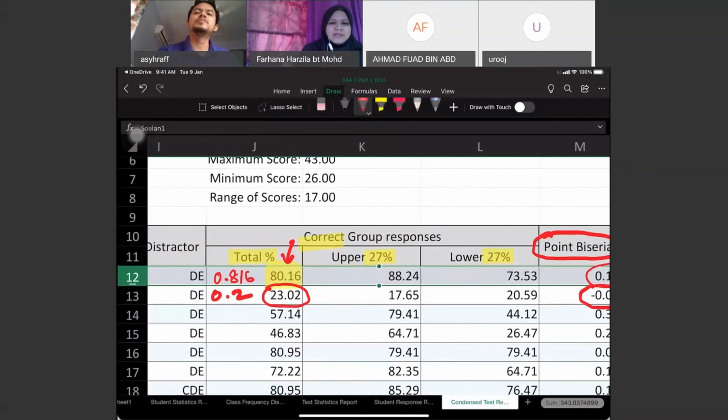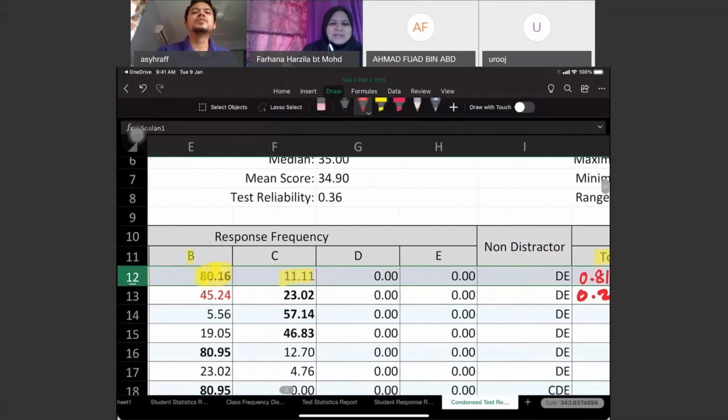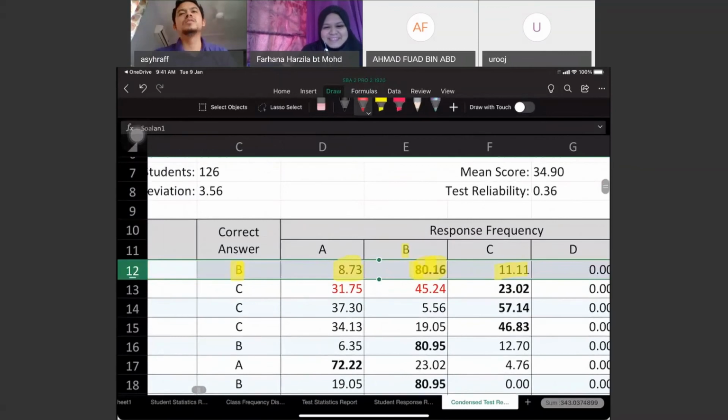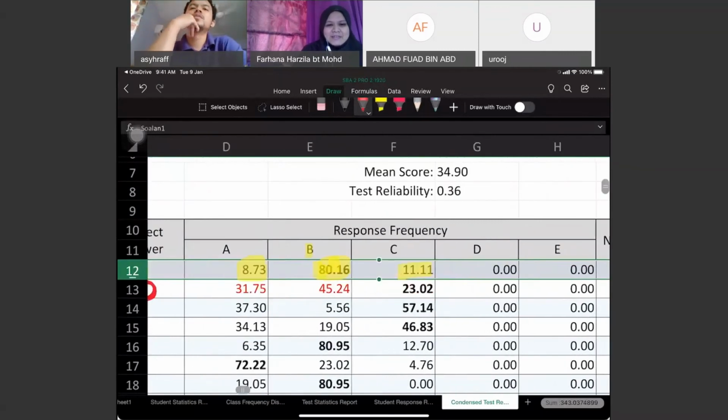All right, so we have a look here. This tells us something interesting. The correct answer is C. However, the majority of them answered A or B. So we wonder why.